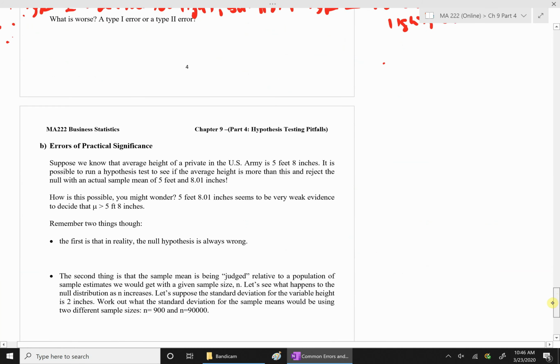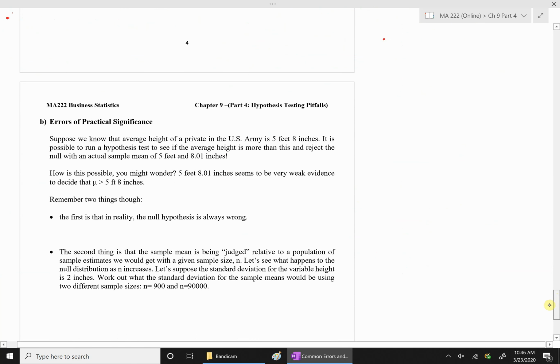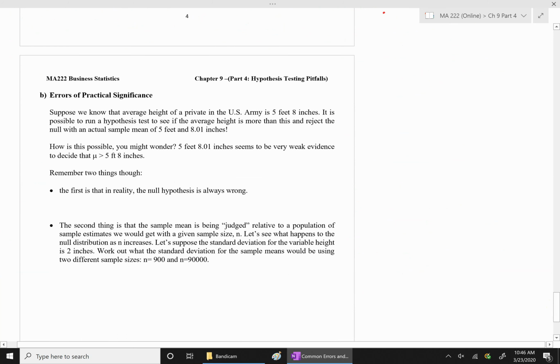Okay, the last sort of error that people fall into when you're doing hypothesis tests is what I call errors of practical significance. And so here's an example. The military collects a lot of data on soldiers because they have to make boots and they have to figure out how many boots to make and suits and stuff like that, right? And so suppose it's known that the average height of a private in the U.S. Army is 5 feet 8 inches.